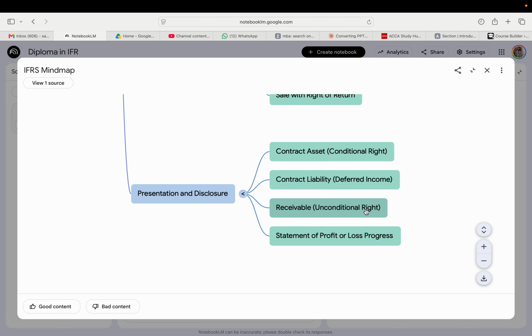Receivable is an unconditional right. Remember, receivable means your debtors, which you recognize under current assets, and revenue goes in the statement of profit and loss, because it's an income element. Income is recorded in profit and loss. That's why we have talked about the statement of profit and loss, not the statement of financial position. So that's it about IFRS 15.